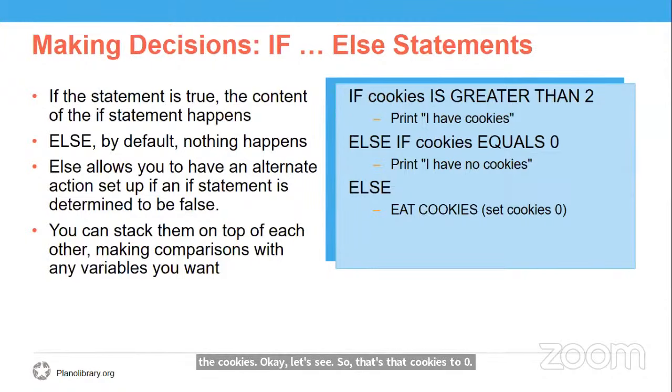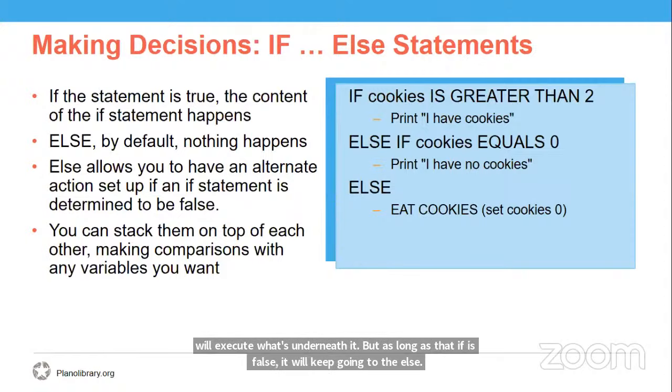You can stack if-else statements on top of each other, which means that it just checks through the if statements one at a time to see if it's true. And once it finds a true one, it will execute what's underneath it. But as long as that if is false, it will keep going to the else. So you can make long lists of these if you want.